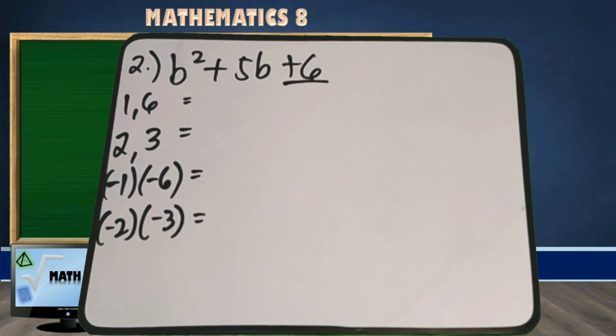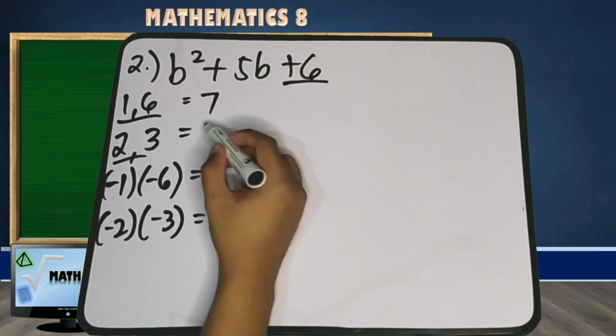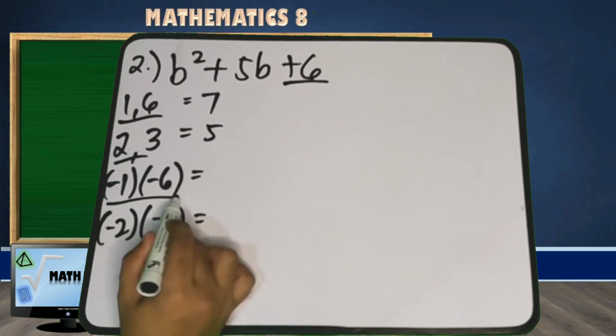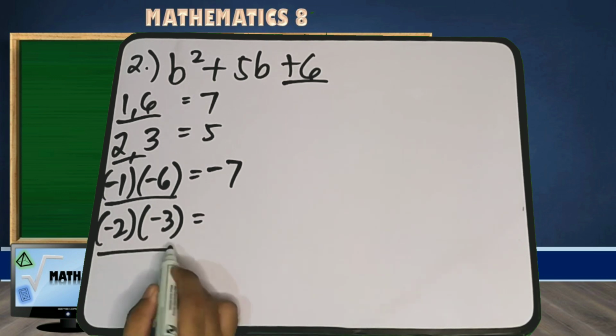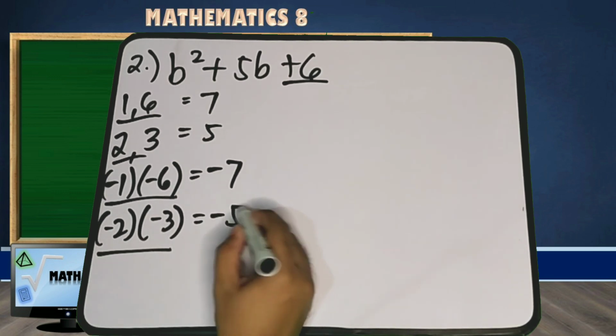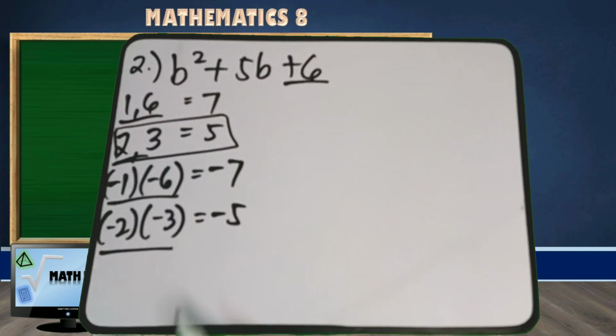And then, for all the factors na nakuha natin, ano dito yung magsasum ng equal to 5. So, add natin. So, 1 plus 6 is 7. 2 plus 3 is 5. Negative 1 plus negative 6 is negative 7. Negative 2 plus negative 3 is equal to negative 5. So, yung positive 2 tsaka yung positive 3, nag-come up sila ng sagot na positive 5.